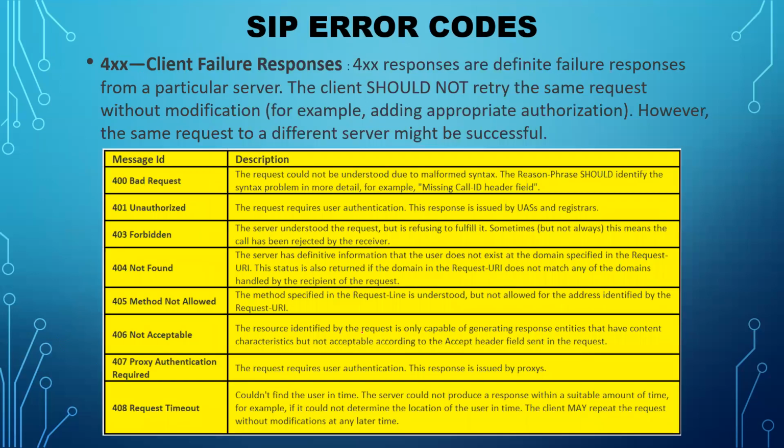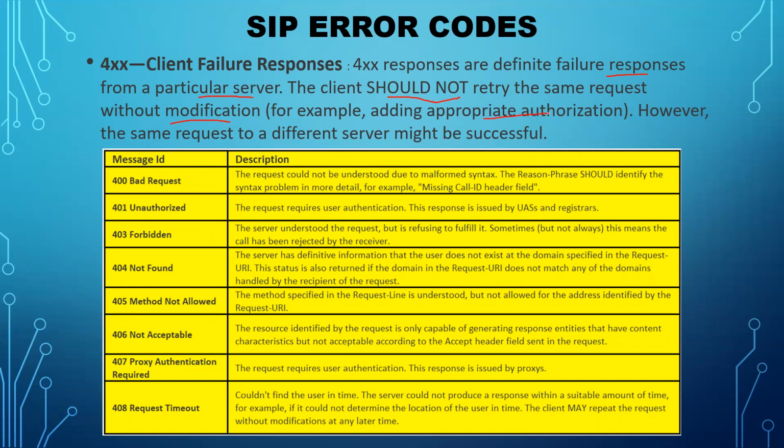Then we can move on to the 4xx client failure responses. Here it means the client is getting a failure, right? 4xx responses are definite failure responses from a particular server. That's why you're getting a 4xx client failure response. The client should not retry the same request without modification. If you get any 4xx message, you should not retry it without changing or modifying anything, for example, adding appropriate authorization.